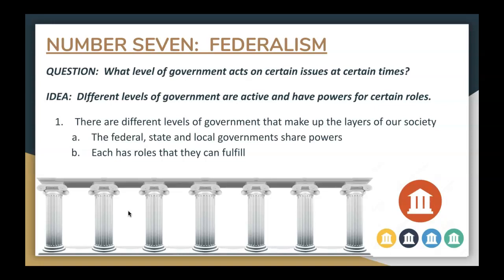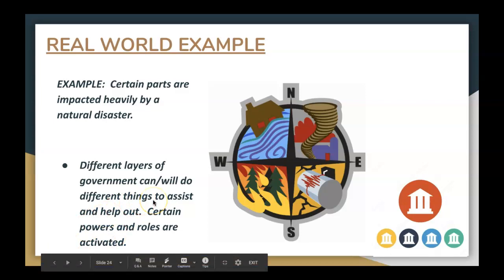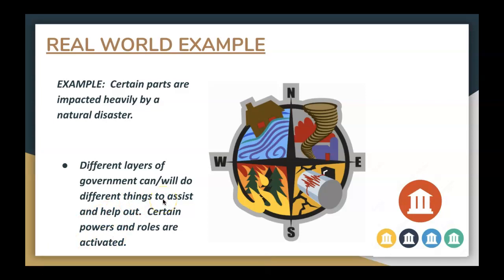Let's look at a real-world example right now. Let's just say that certain parts of our country are impacted heavily by a natural disaster. What do we do? The answer is that different layers of government are activated, and they can and will do different things to assist and help out. There are certain special powers and roles that are activated and carried out at certain times.